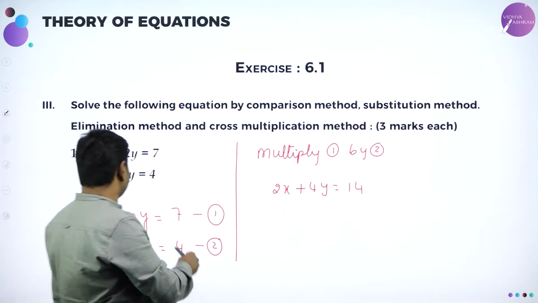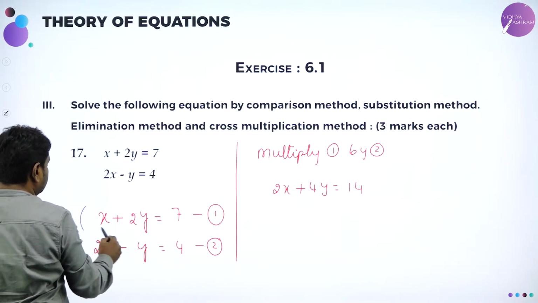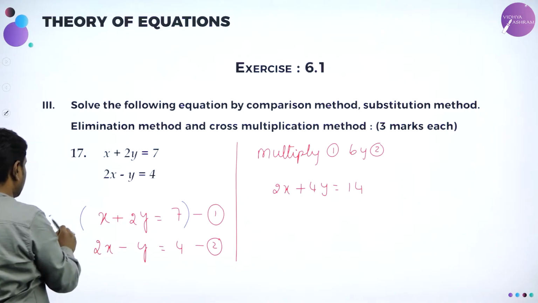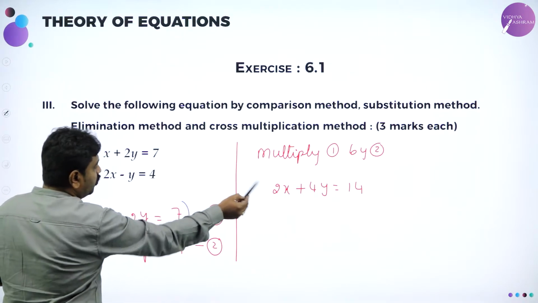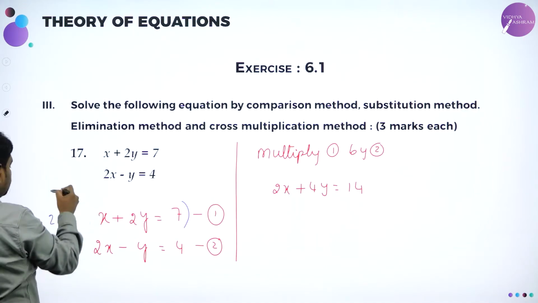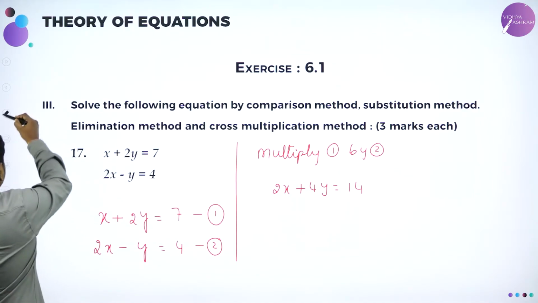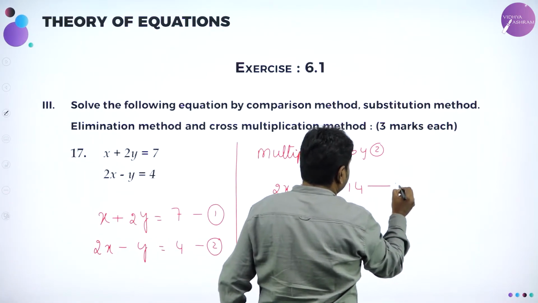So I am multiplying this whole equation. What I have done is multiplication: this whole equation 1, I multiplied by 2. 2 into x is 2x, 2 into 2y is 4y, 2 into 7 is 14. That's what we have done. I hope all of you got this. So after you multiply, we got this equation. Call it equation 3.